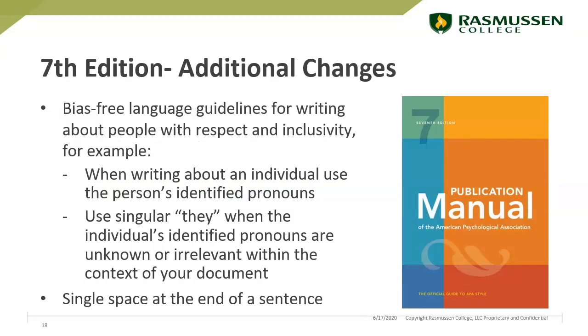Additional APA 7th edition changes include bias-free language guidelines for writing about people with respect and inclusivity. For example, when writing about an individual, use the person's identified pronouns and use the singular they when the individual's identified pronouns are unknown or are irrelevant within the context of your document. Also, a single space should be used at the end of a sentence.